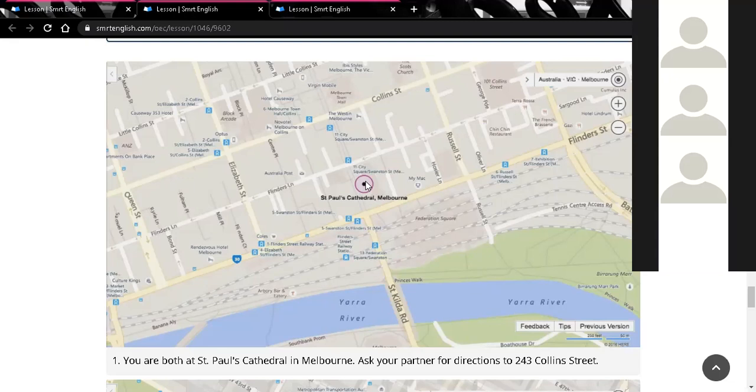Just walk and take the first street at the left, at the right. Okay. At the right. I'm in the... and turn to the left. Okay. The next street and walk. One street up. Yes. It's Collins Street. Okay.